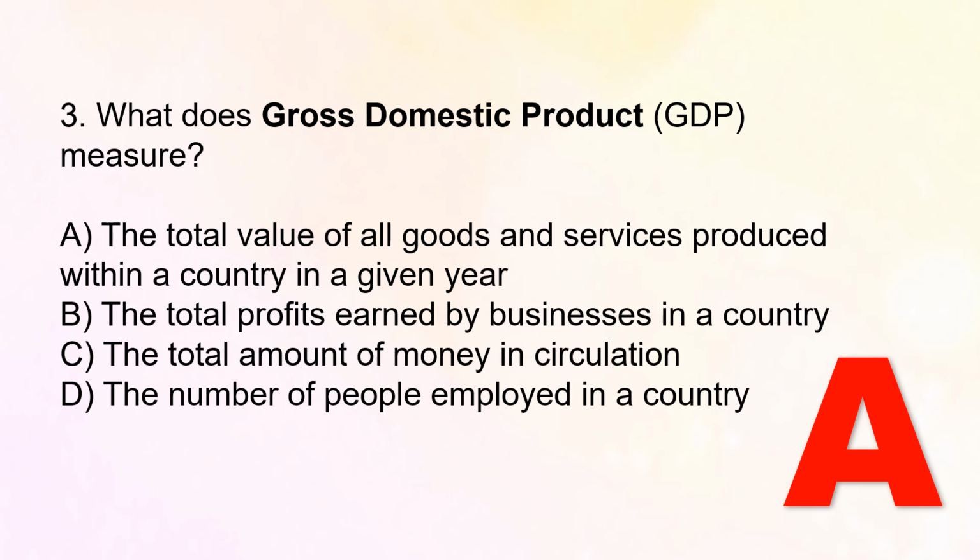Letter C is incorrect because money supply is measured differently. It's not part of GDP. I mean, GDP does not measure money circulation. And letter D is incorrect because employment is a separate economic indicator, though it can affect GDP. But the best answer is letter A.